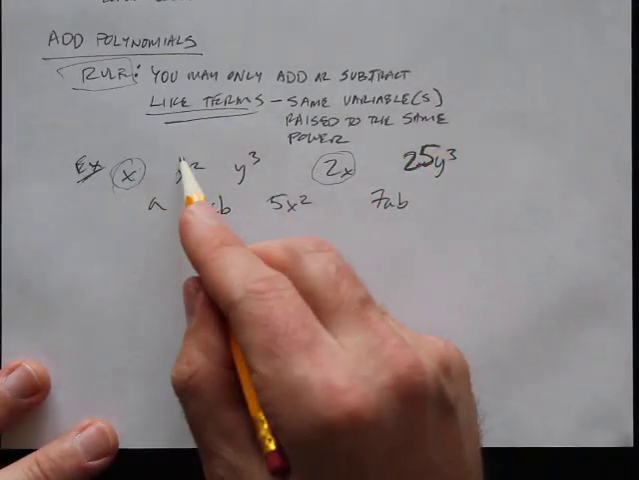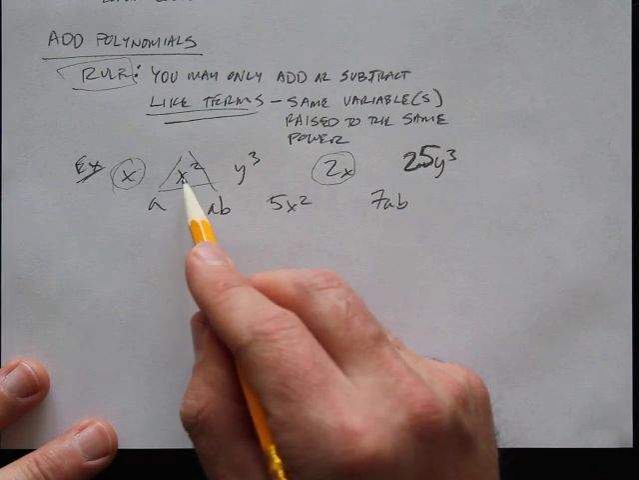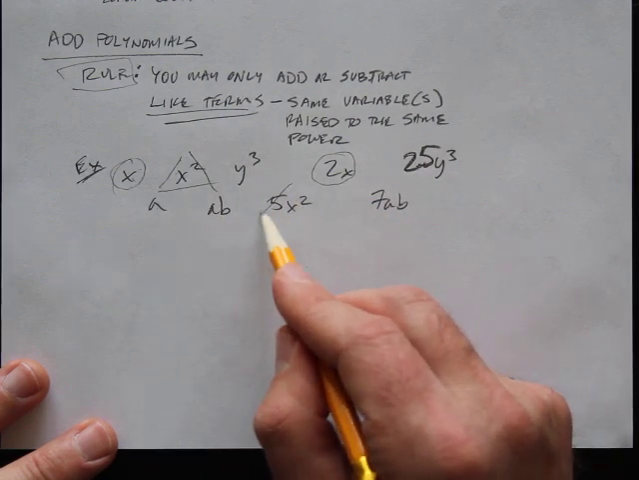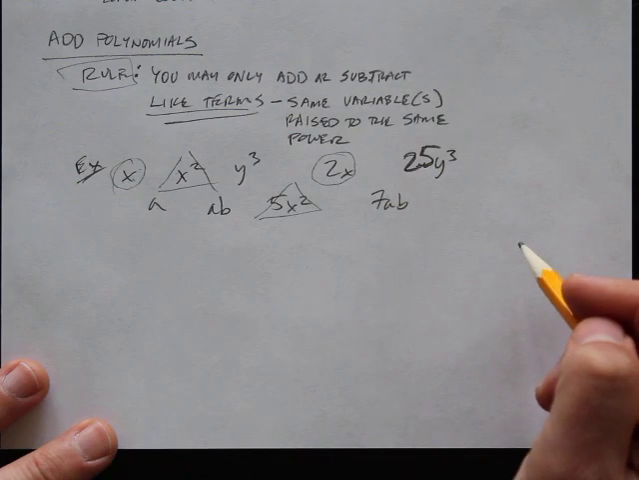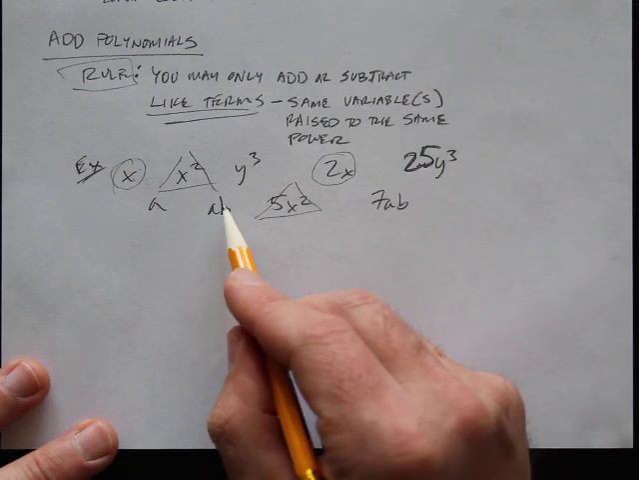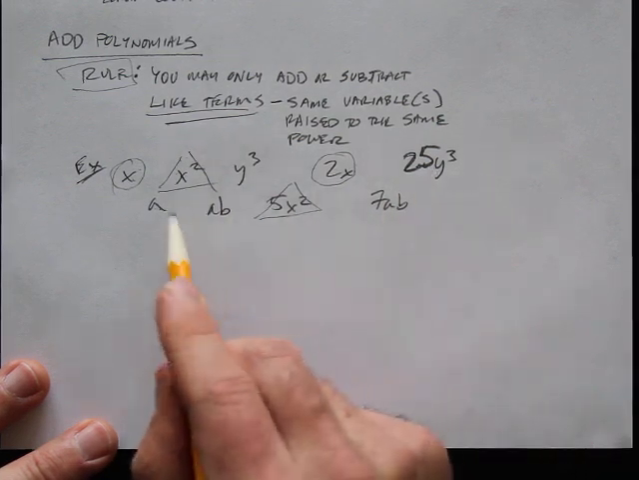Now I'm going to look at the x squared. I'm going to triangle the x squareds. There's x squared here. Here's another x squared. These are like terms. I don't see any other like terms. Now let's look at this a here. I don't see any other only a's.